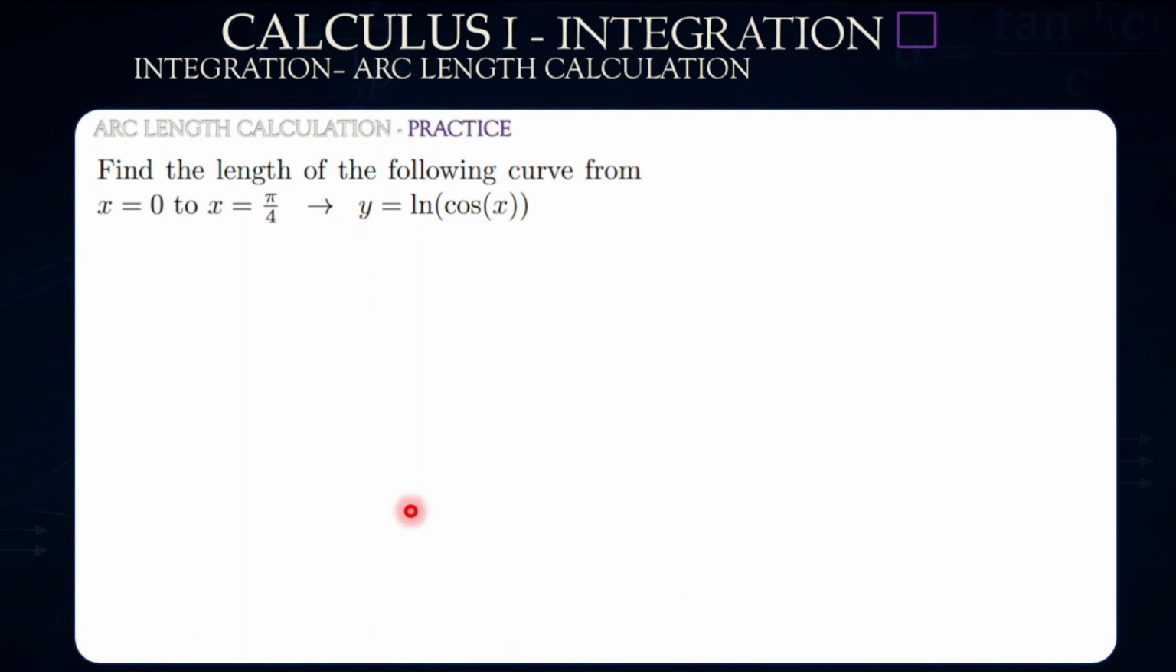Another example or exercise: let's find the length of the following curve from x equals 0 to x equals pi divided by 4 of y equals ln cosine x. Of course, you can pause the video and try to work it yourself.